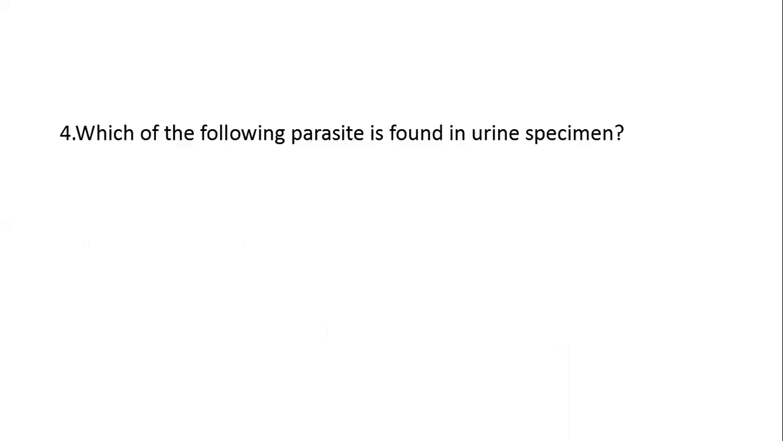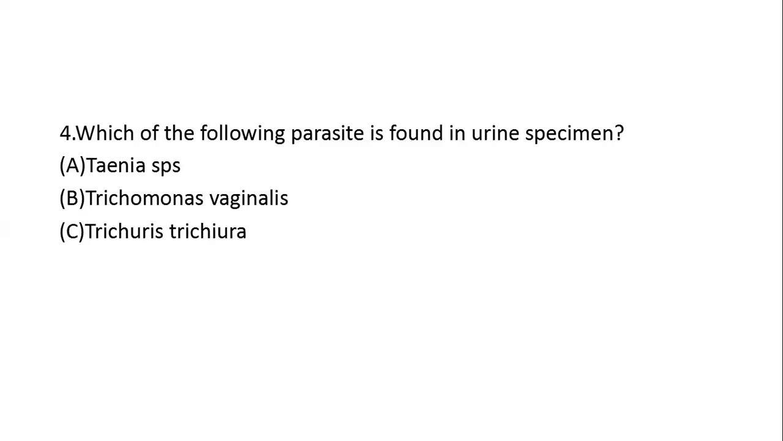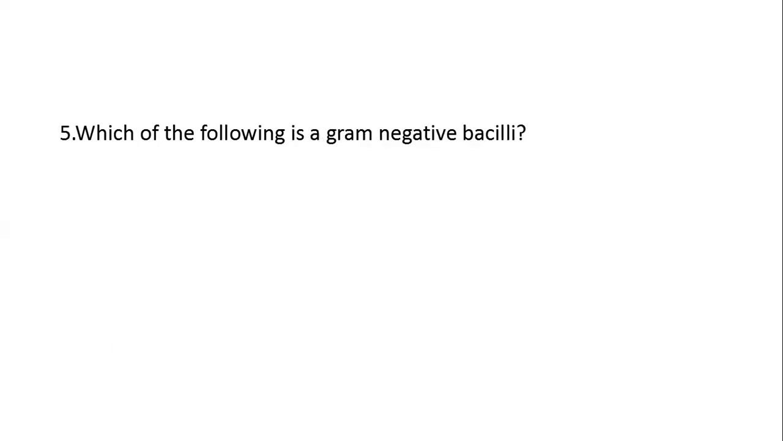Next question. Which of the following parasites is found in the urine specimen? Option A, Taenia species. Option B, Trichomonas vaginalis. Option C, Trichuris. Option D, roundworm. And the right answer is Trichomonas vaginalis. Trichomonas vaginalis is the only parasite here which causes STI, sexually transmitted infections.